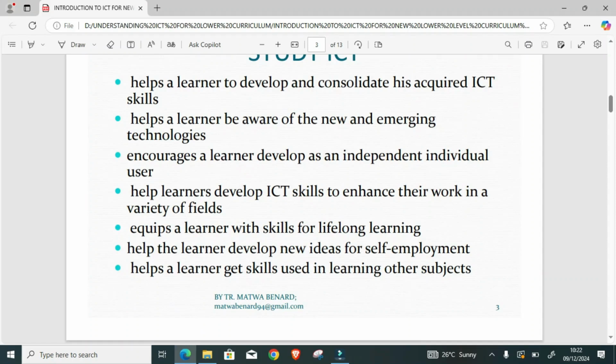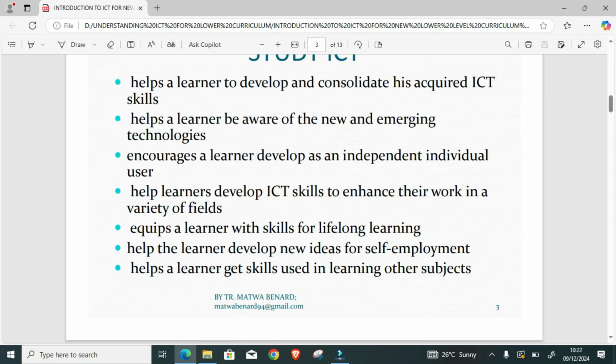Another one, it helps the learner develop ICT skills and enhance their work in a variety of fields. In other words, what you learn from ICT, use it in other fields too. Generally, in a school setting, we teach, and in other fields, it can be applied. Like when you are employed as a secretary, you use your typing skills and all the Microsoft features to come up with documents and in those other fields.